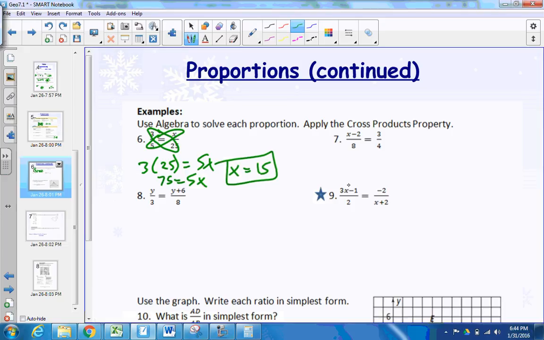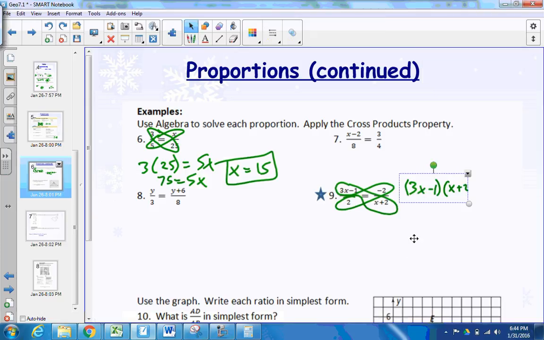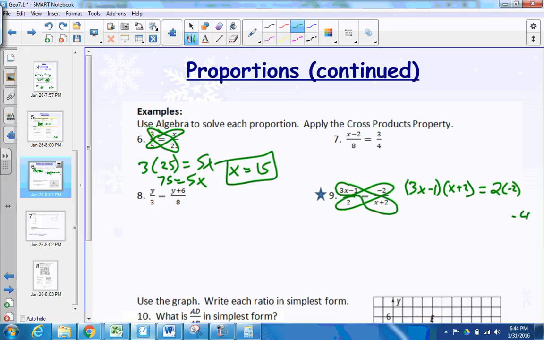And then here's the other one that I want to show you. And these are where they get a little bit more tricky. But we have 3x minus 1 times x plus 2. Okay, here's when some algebra comes in. But that equals the 2 times the negative 2. So we know that 2 times negative 2 is going to be negative 4. So we'll leave that as negative 4 over here.